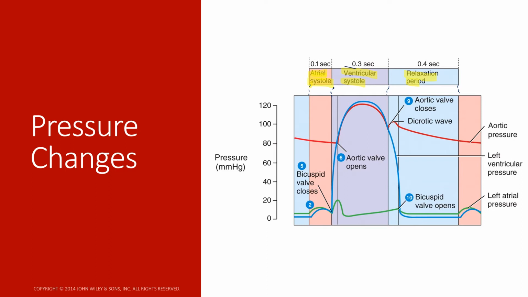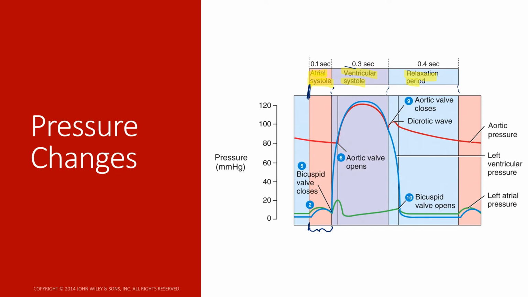Right here at the beginning of the atrial systole, at the beginning of this little pink area, atrial depolarization causes atrial systole. During this section, as the atria contract, they exert pressure on the blood in the atria, and that forces blood through the open atrioventricular valves and pushes blood into the ventricles.